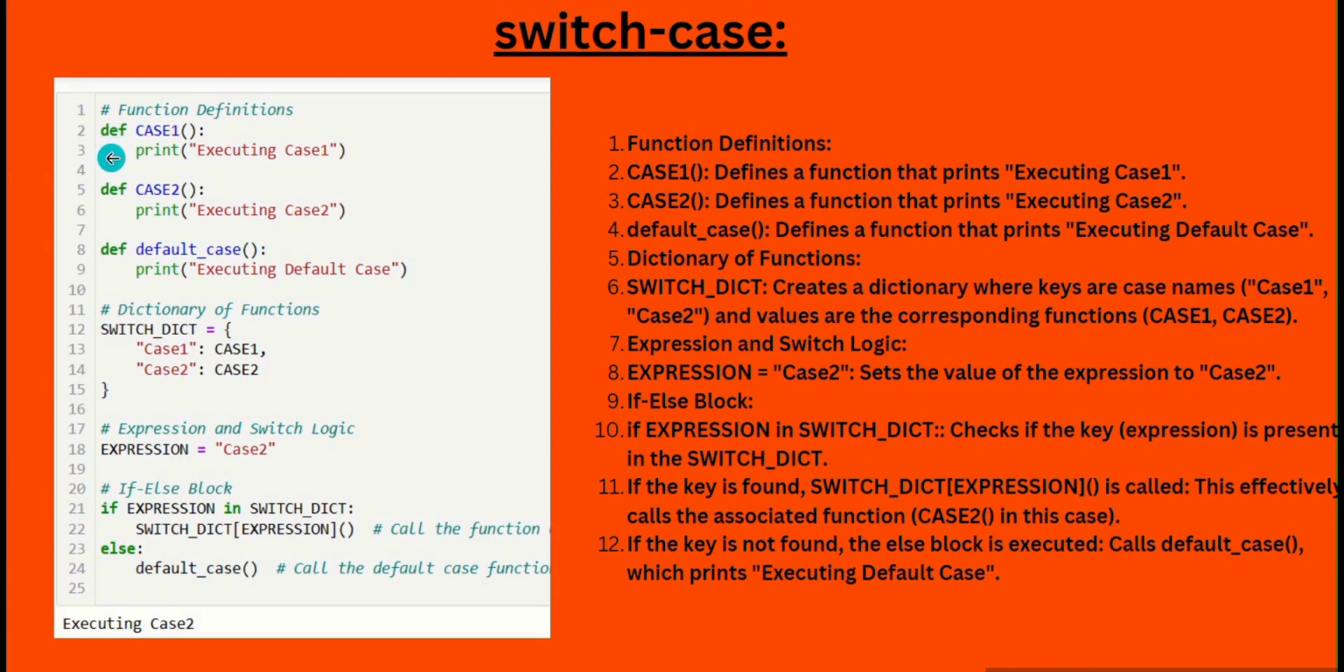Note, def keyword is used for defining a function. This is my first function, case 1, which defines a function that prints executing case 1. Case 2 defines a function that prints executing case 2. Default function will define executing default case. There is a dictionary wherein I have used keys case 1 and case 2 and the respective values are capital case 1 and case 2. My dictionary name is switch underscore dict. Within curly braces, dictionary should be defined. Now, I have taken a variable called expression.